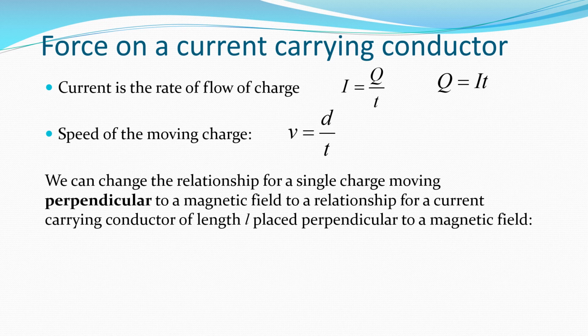We can change the relationship for a single moving charge that we had before, F equals QVB, for a charge moving perpendicular to a magnetic field, to a relationship for a current-carrying conductor of a length placed within a magnetic field perpendicular. So, previously in Higher, we considered a moving charge perpendicular to the magnetic field. Now we're considering a current-carrying conductor moving perpendicular to the magnetic field. That is, cutting across it.